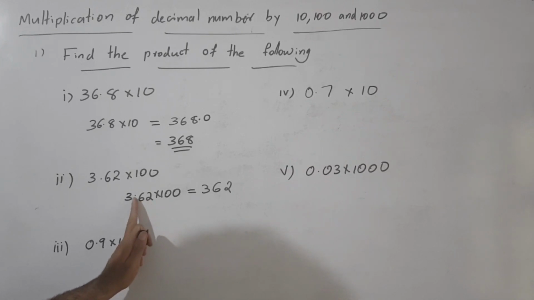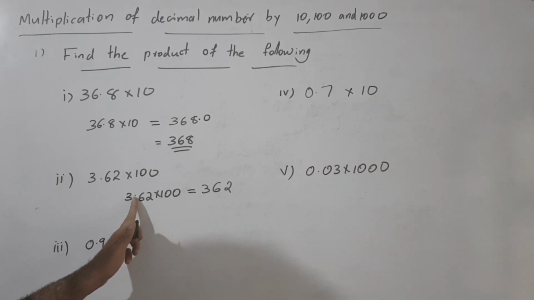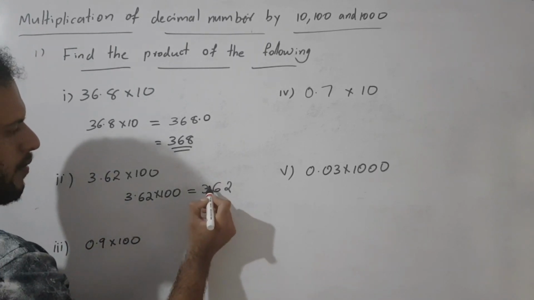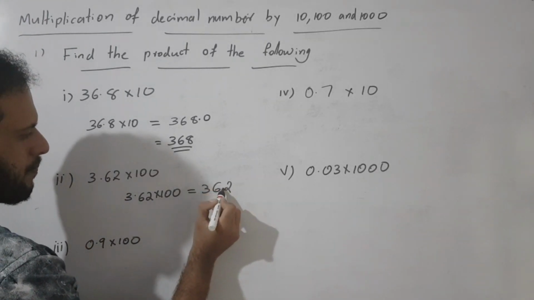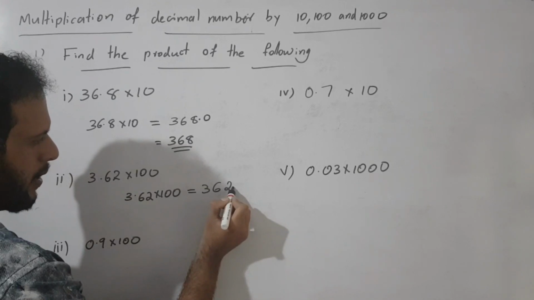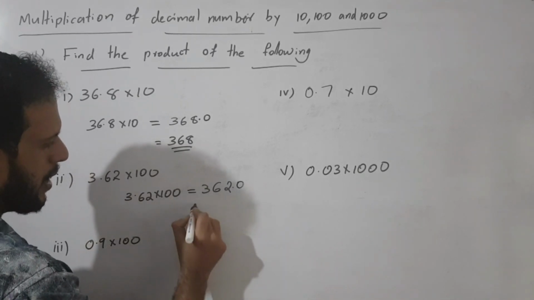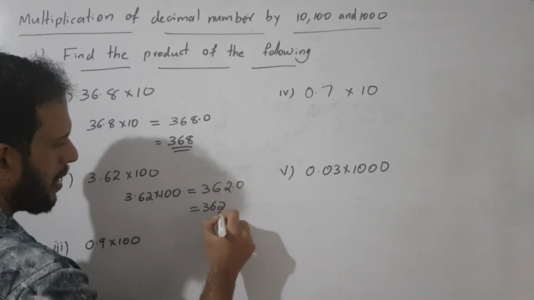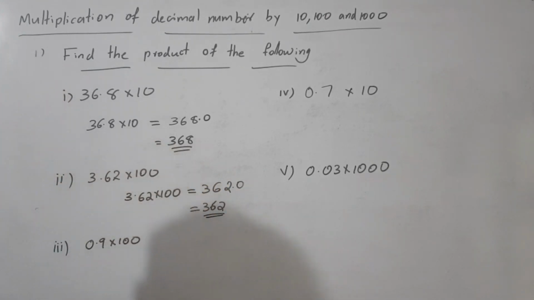So the decimal point moves how many steps back? 2 steps back. Now it is in front of 6. Then 1 step, 2 steps. Then point 0. That means 362.0 is 362. Then what is the answer of 3.62 into 100? 362. Okay. Then next one.